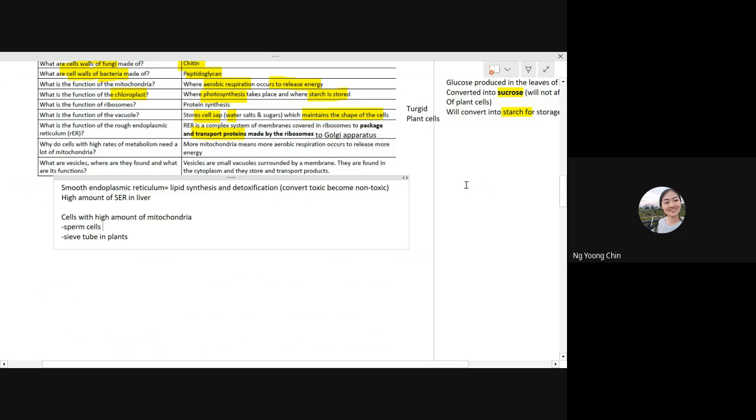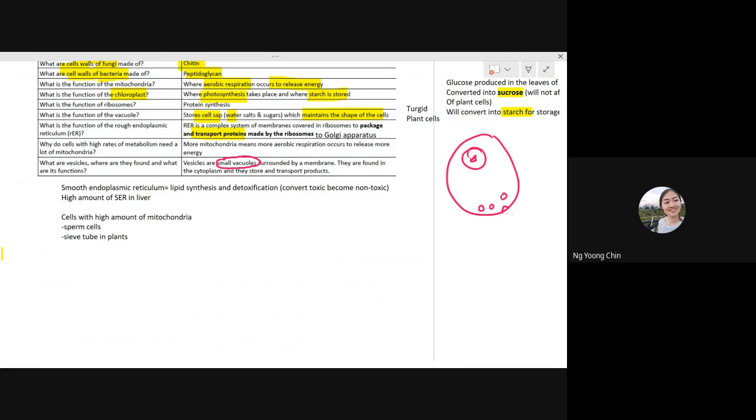Vesicle is just like how you see in the picture. This is the cell, right? And then this is a nucleus, and then these are a lot of the organelles. Okay, so you can see this small sac-like thing, they will be the vesicle. Sometimes they will come to the outside. Vesicle is classified as a small vacuole. Small vacuole is surrounded by a single membrane only. So they are found in the cytoplasm and they will store and help to transport the product.